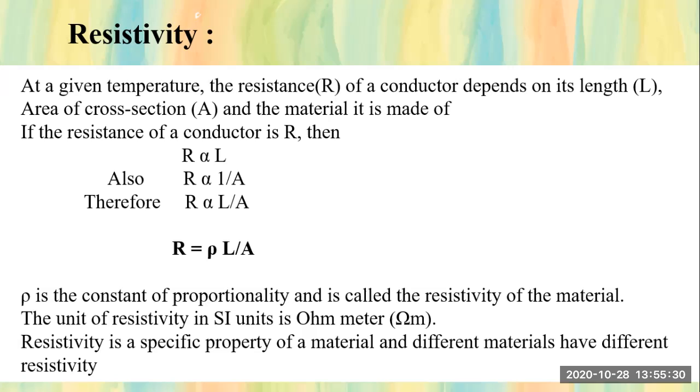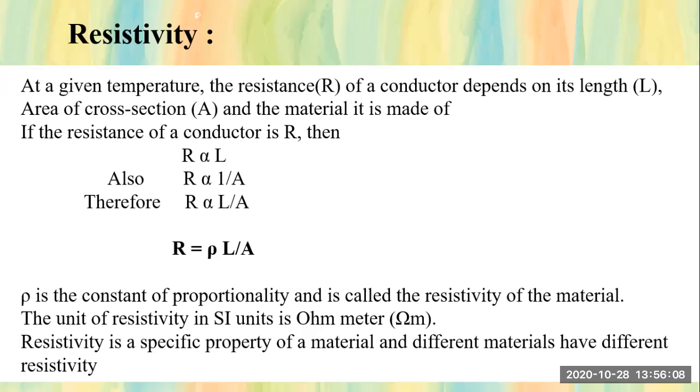Now see, resistivity is a specific property of a material, and different materials have different resistivity. Since it depends upon the material it is made up of, different materials have different resistivity. So if the conducting material is a copper wire, or made up of aluminium, or made up of iron, as the material varies, its resistivity will also vary. Okay, so everyone has understood resistivity now.